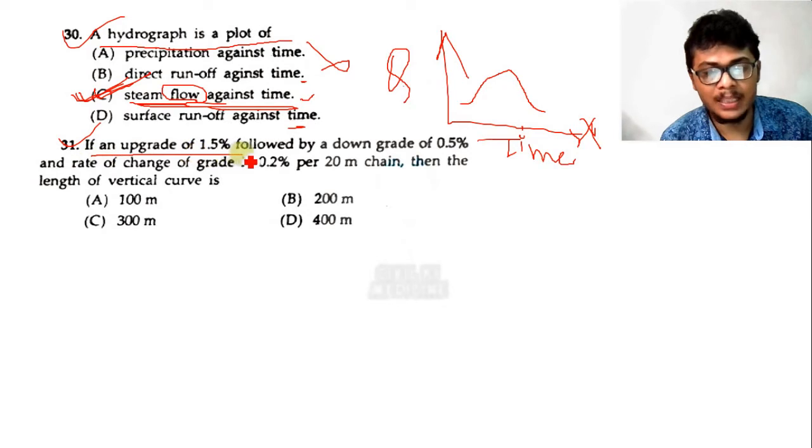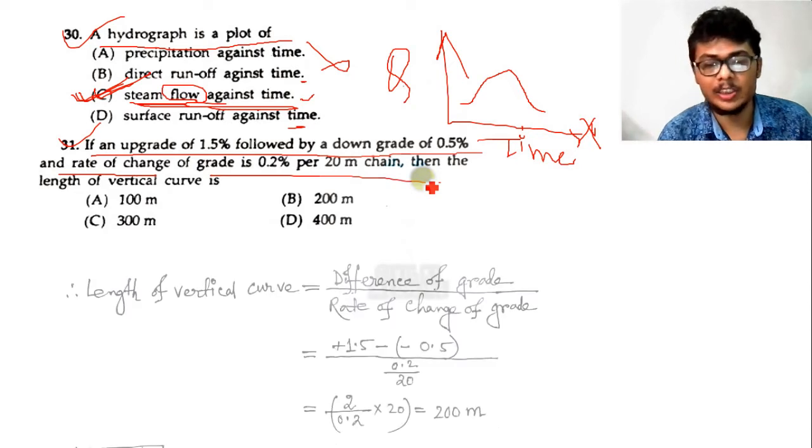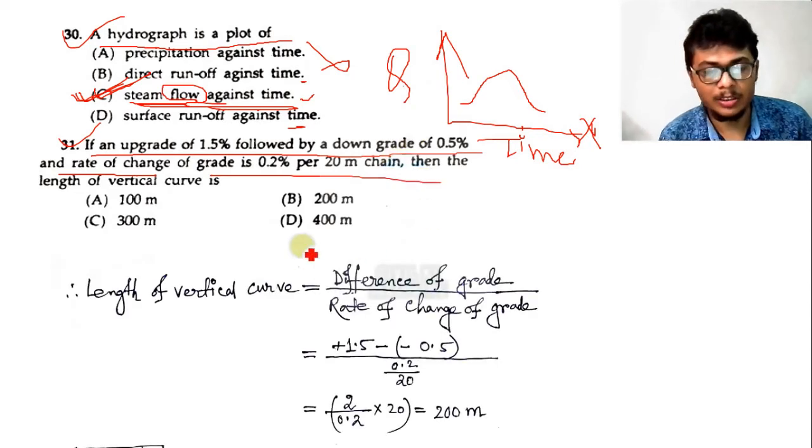If an upgrade of 1.5% is followed by a downgrade of 0.5% and the rate of change of grade is 0.2% per 20 meter chain, then the length of the vertical curve is. This question is from survey engineering, from the curve chapter. Let's see the solution. Easy solution. Note down the formula. Length of the vertical curve is the difference of grade divided by the permissible rate of change of grade.